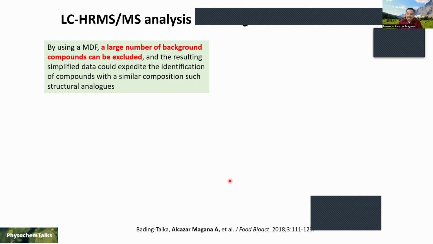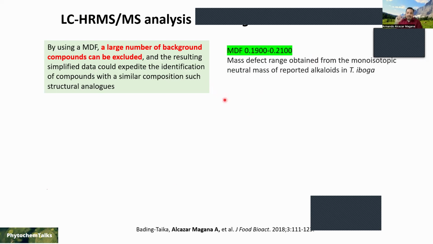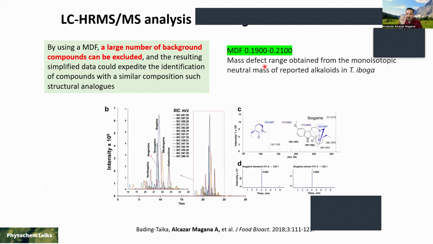So we used this to analyze some compounds in Tabernanthe iboga. That is a plant that is used in Africa for a lot of things, including diabetes. And we used the mass defect of all the alkaloids reported in Tabernanthe iboga. That is a very short range of mass. So using only the compounds following that mass defect, we got all these ions that you see here, I think close to 40 compounds. In addition, we know some of the fragments of these types of alkaloids, like ibogaine, for example 122. So if we use the mass defect in this range while looking for this fragment, we can basically be 100% sure that all these compounds are alkaloids.